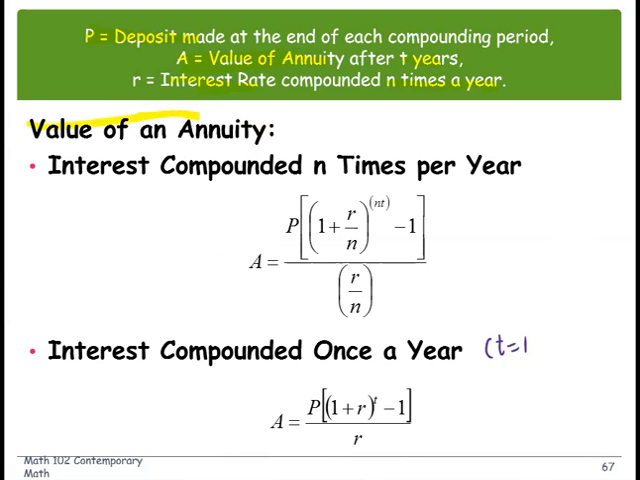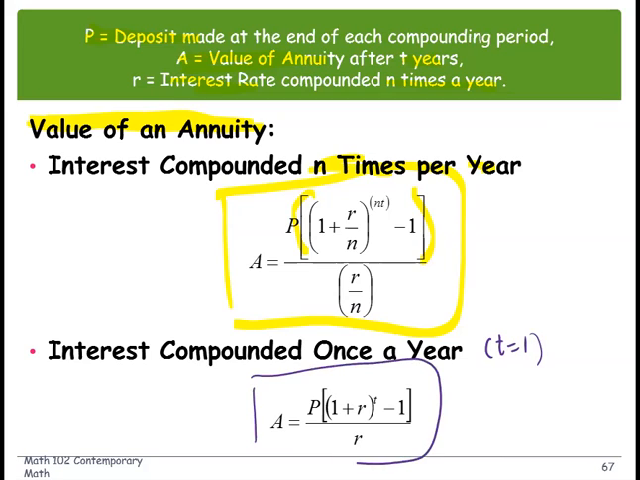To compute the value of an annuity for interest rate R compounded n times per year, A equals P multiplied by the quantity (1 plus R over n) to the power nt minus 1, all divided by the quantity R over n. In the case that the interest is compounded once a year, or n equals 1, the formula becomes A equals P multiplied by the quantity (1 plus R) to the power t minus 1, divided by R.